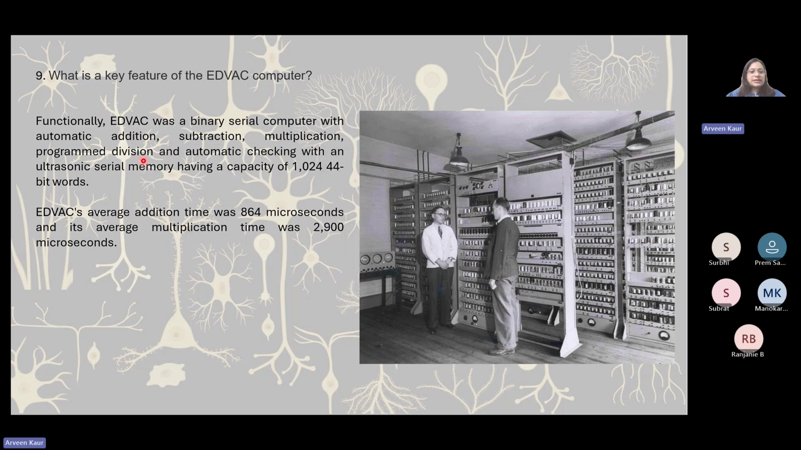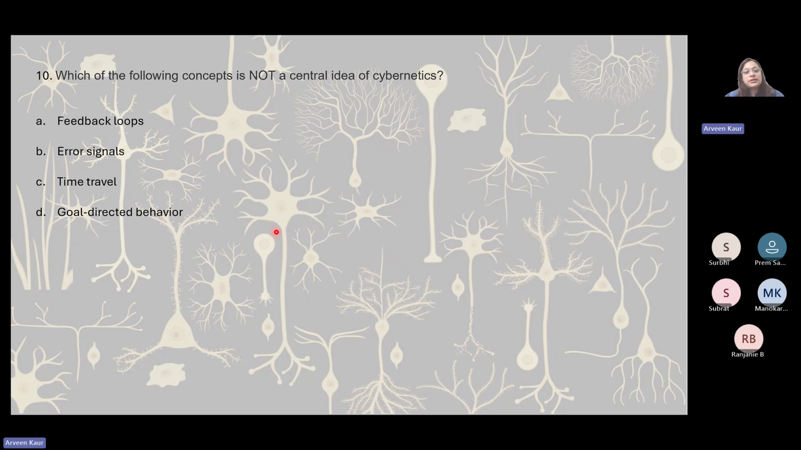We'll see. Functionally, EDVAC was a binary serial computer with automatic addition, subtraction, multiplication, programmed division, and automatic checking with an ultrasonic serial memory having a capacity of 1024 44-bit words, right? 44-bit words. Its average addition time was 864 microseconds, and its average multiplication time was 2900 microseconds. So at that time, it was really great, right? These levels were really great.